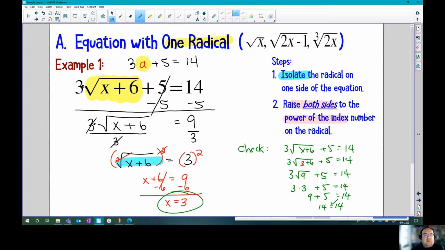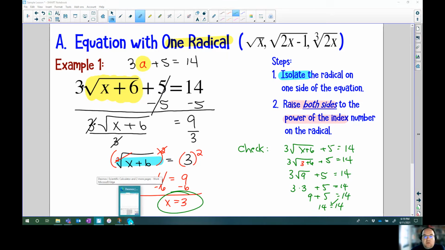Now, let's say that you have a little trouble with computation, that you're having trouble making those steps without making an error. It's okay to use a scientific calculator as a backup method, just to make sure, even if you think you're good with your steps.